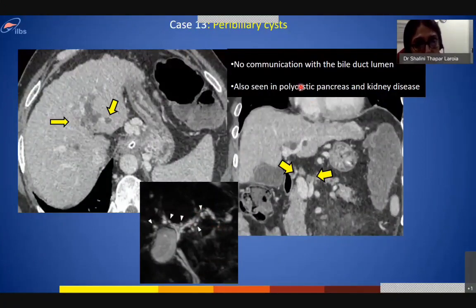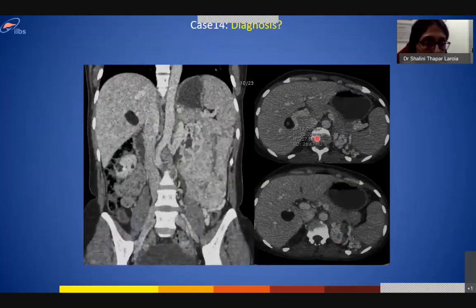They're also seen as associations in polycystic pancreas and kidney disease, but they need to be differentiated from Caroli's disease. They are essentially benign, and they are not pathological. They are just an association, or they may be seen associated with other conditions.